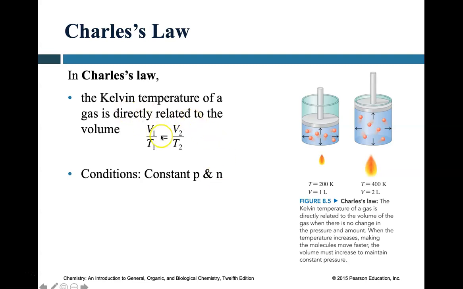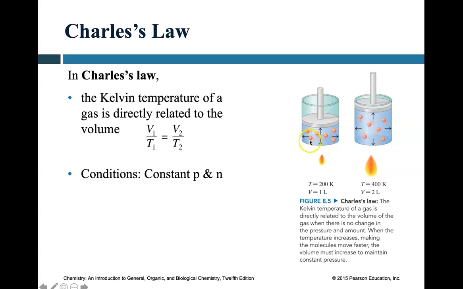Charles' law, expressed here, gives us the volume and temperature of one condition. Then I change something, and it's going to tell me what those conditions are for this second system. A good example here is our initial condition, V1 T1. So this is our first condition.